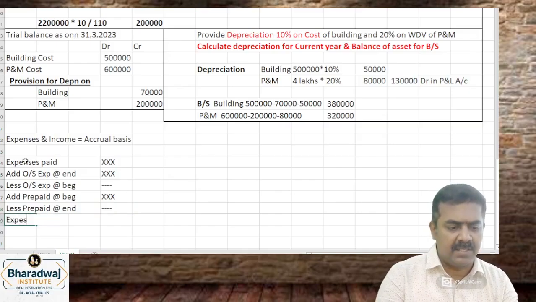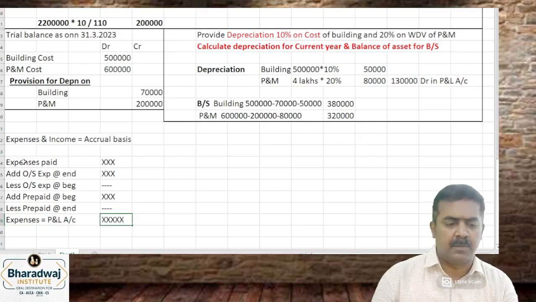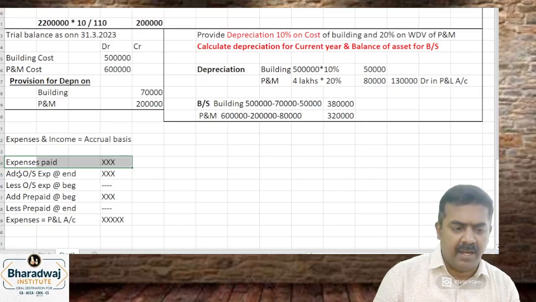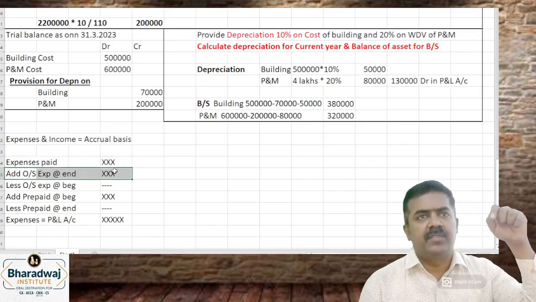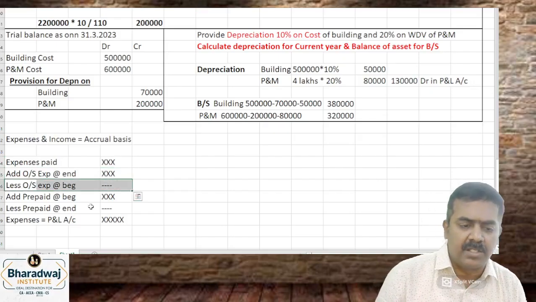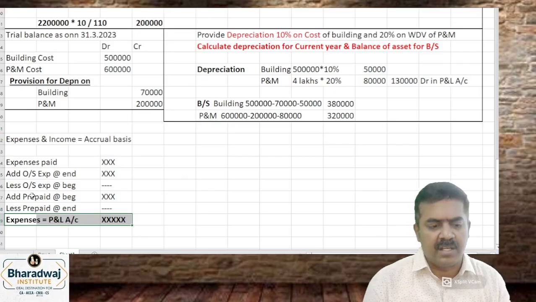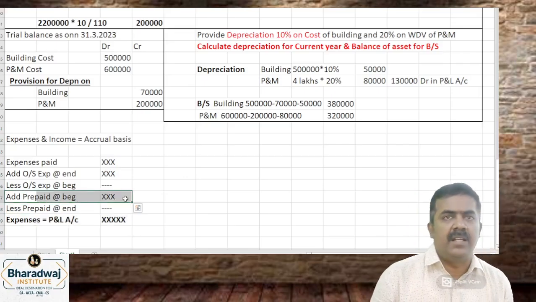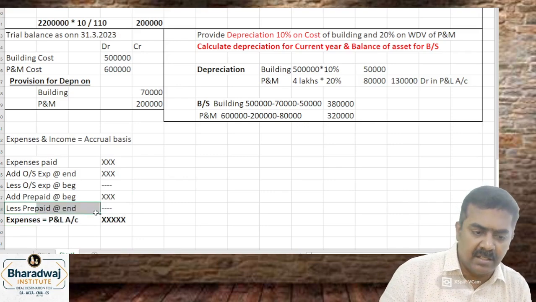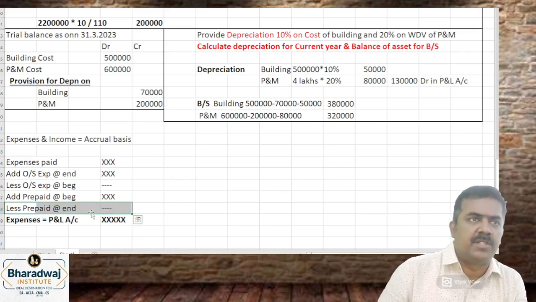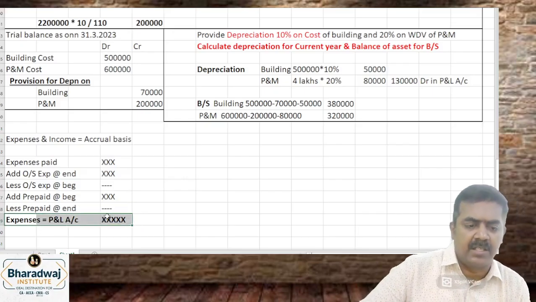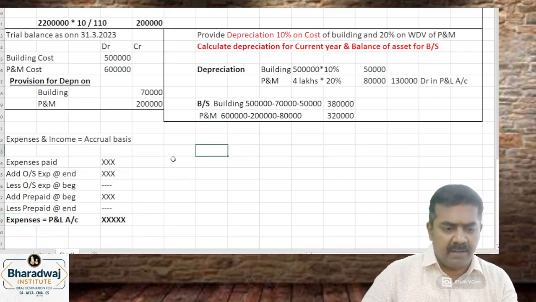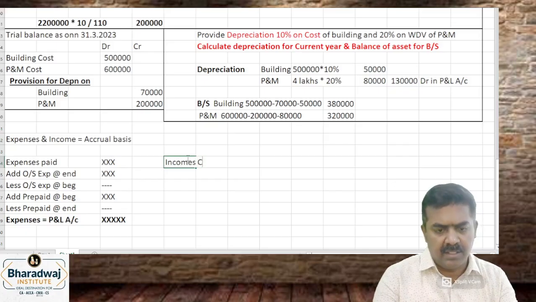You will get expenses for the P&L account. This is called accrued expenses for the P&L account. Don't take expenses paid, add outstanding at the end. That belongs to which year? Current year. Minus outstanding at the beginning. Why? It belongs to which year? Last year. Add prepaid at the beginning of the year. Why? It belongs to which year? Current year. Minus prepaid at the end of the year. It belongs to which year? Next year, you eliminate. This will be charged in which account? P&L account. Same way, incomes also. No need to copy this. Just to recollect. Incomes collected.